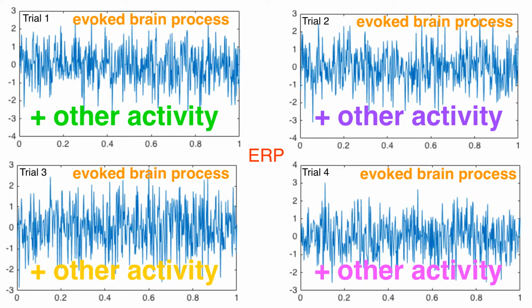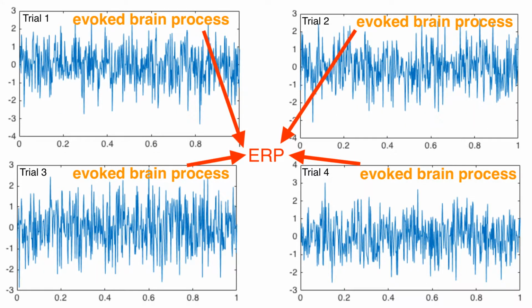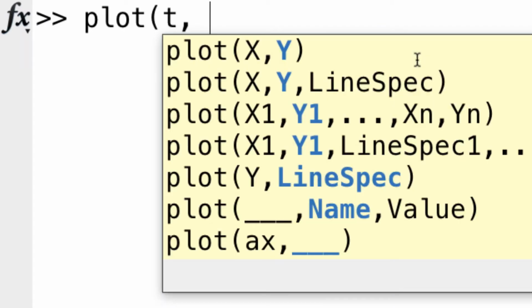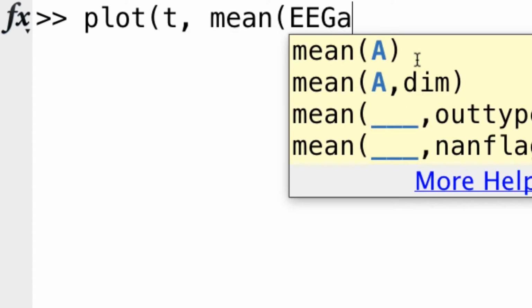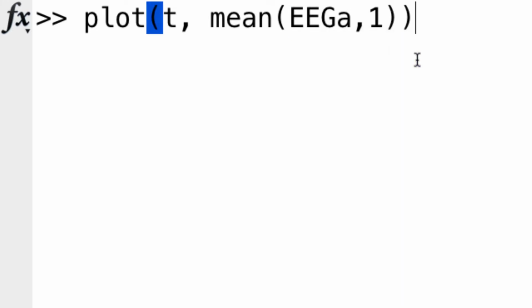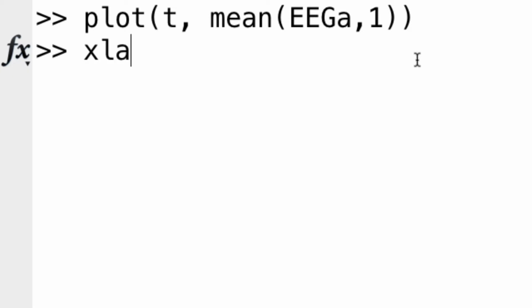Ideally, EEG activity unrelated to the stimulus will cancel out in the average, while the EEG activity evoked by the stimulus will sum constructively. The procedure to perform and display this averaging in MATLAB is as follows. We will plot, as a function of time, the mean of the EEG data from condition A along the first dimension. By choosing the first dimension, we will sum these data across trials.